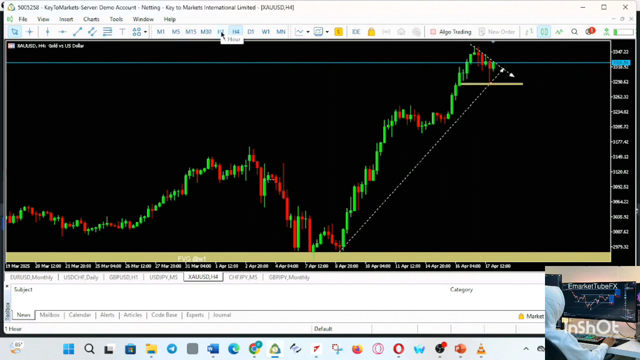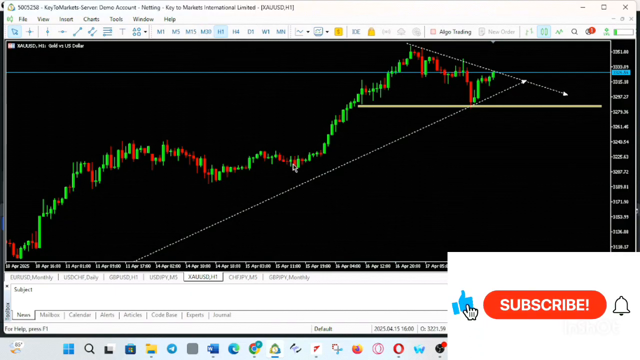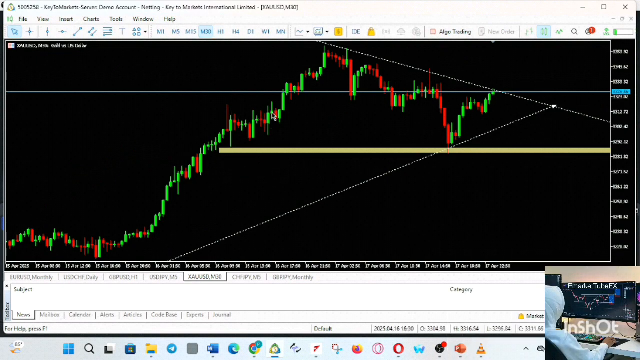When we come to that of H1, the H1 means 1 hour. What it means is that the individual candlesticks that you see here use 1 hour to form, either big or small. Take note, they all use an hour to form. So after an hour, another candlestick will also form in that order. Then when we come to M30, the M30 means that in that time frame, the individual candlesticks that you see here use 30 minutes to form.